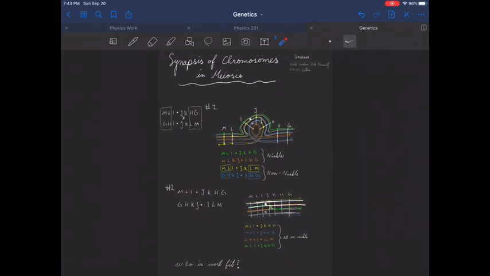Now, the fittest chromosome or the fittest organism in this case would be number 2, since it has the most viable offspring.